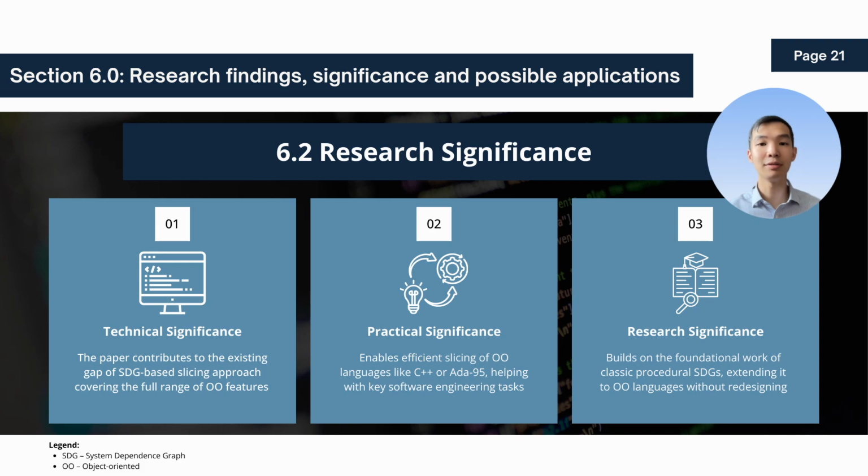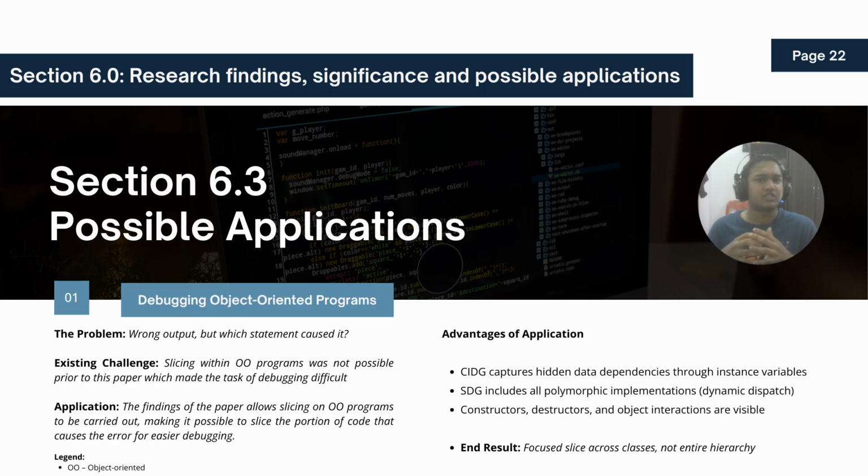So now I'll hand it over to Rohan to guide us through the applications of these findings. Now, there are applications of this work such as debugging object-oriented programs, program comprehension, regression testing and change impact analysis, maintaining and evolving object-oriented systems, re-engineering and reverse engineering of object-oriented code, security, privacy and data flow analysis, dead code detection and feature modularization, better developer tooling for IDEs and static analysis tools, and metric quality analysis for object-oriented design. But I will focus on 2 specific applications: debugging object-oriented programs and program comprehension.